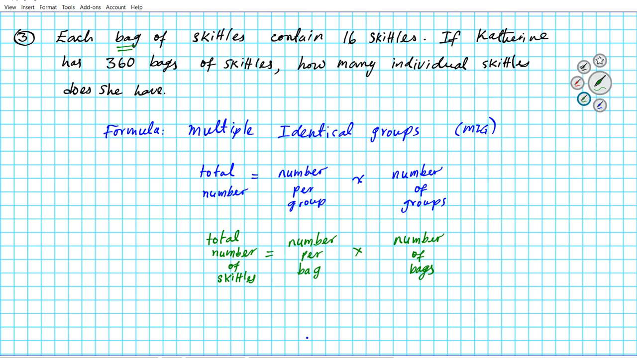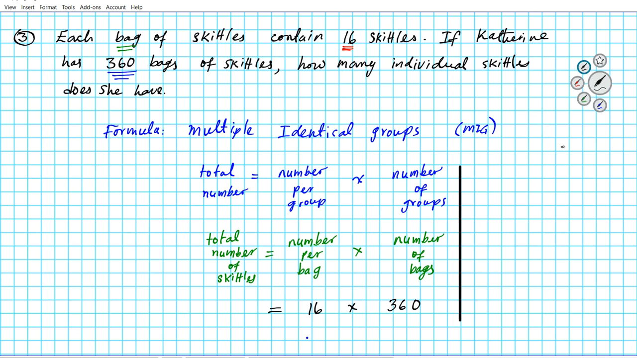All right, do we have this information to do the calculations? Absolutely. How many Skittles per bag? It tells us that there are 16 Skittles in each bag. So that's the number per bag, 16. Okay, times the number of bags. How many bags are there? There are 360 bags. So we want to find what is 16 times 360. That will tell us how many individual Skittles Catherine has. Okay. All right, so let's go ahead and carry out that calculation right here.